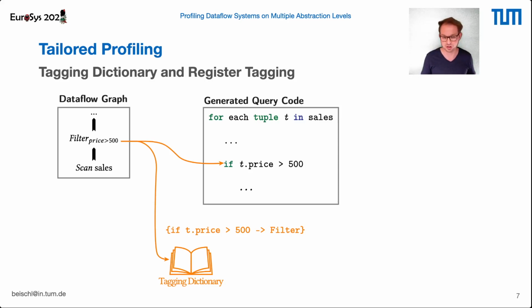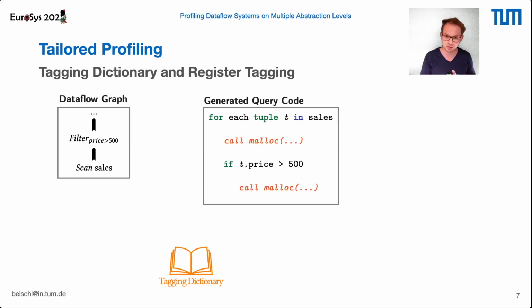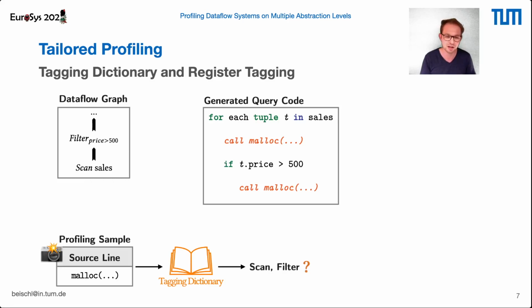This works for most of our generated code. However, there is a small catch. We also generate so-called shared functions in our code. That means we generate the function once in our generated code, but then call it from multiple locations of our generated code again. For example, we implement malloc just once for our generated code, but then call it from within the scan and also from within the filter operator. If we now have a sample from executing this shared malloc function, we cannot determine which operator actually called it.